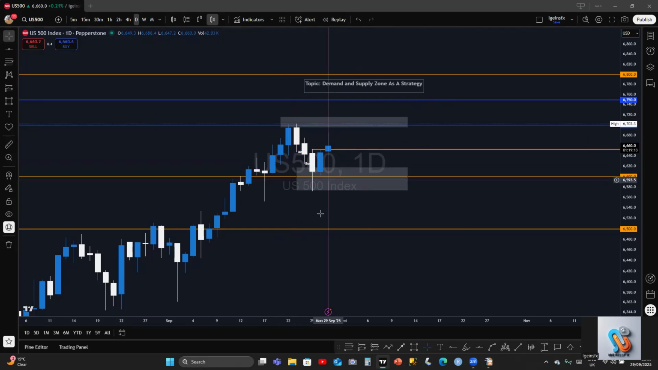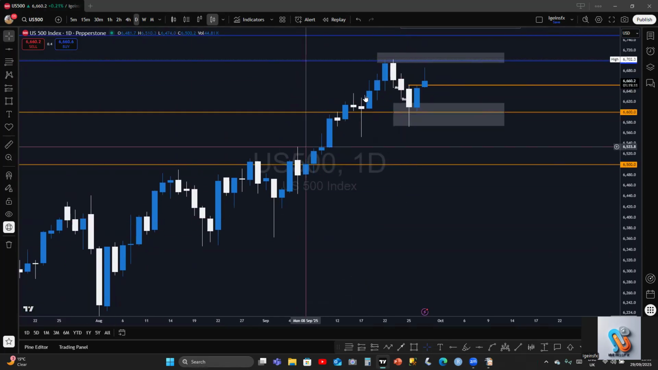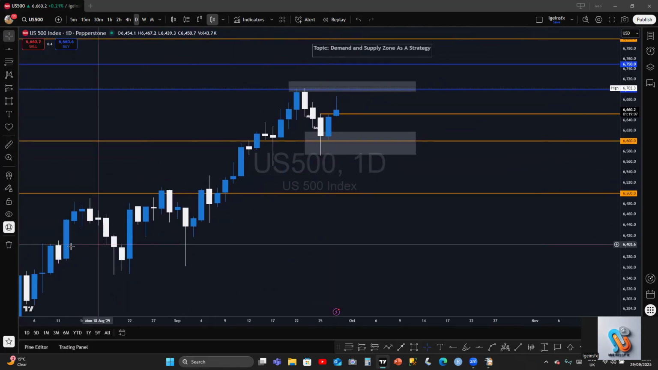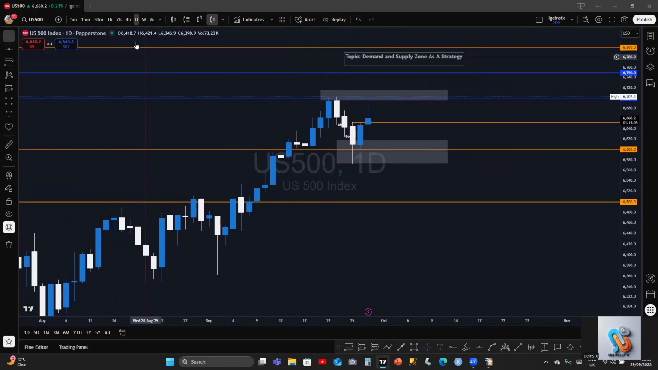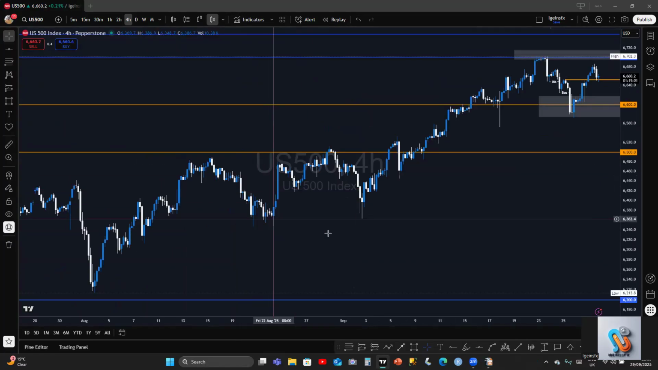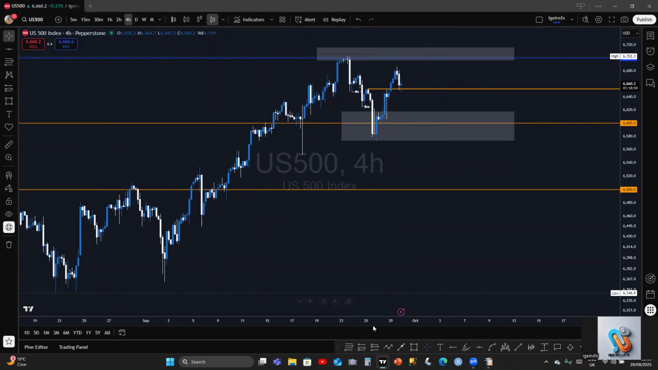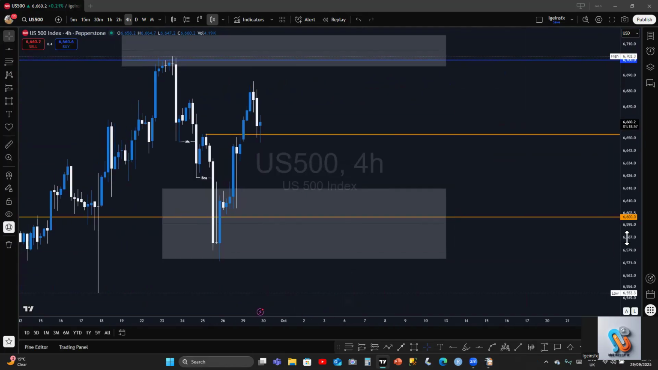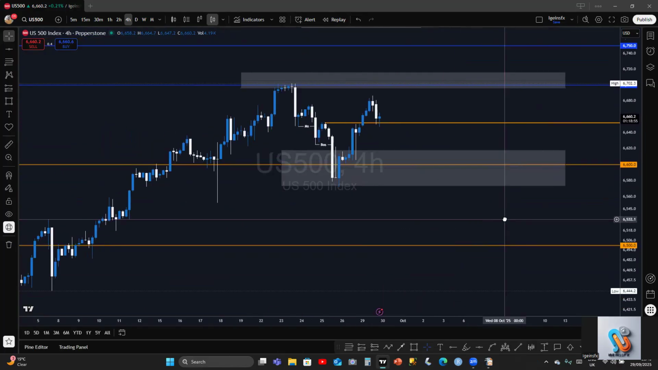Yes. Because why? It's bullish. This is a bullish market. And if you scale down to 4 hours, guys, if you scale down to 4 hours, look at it. All right? Look at it.